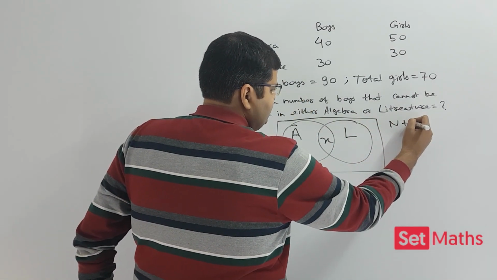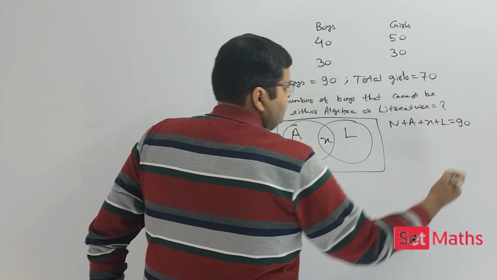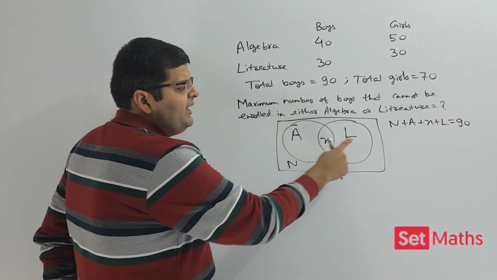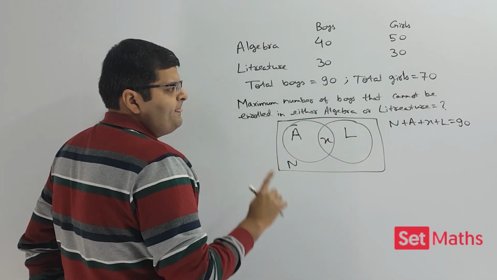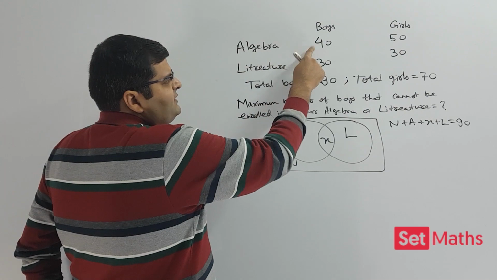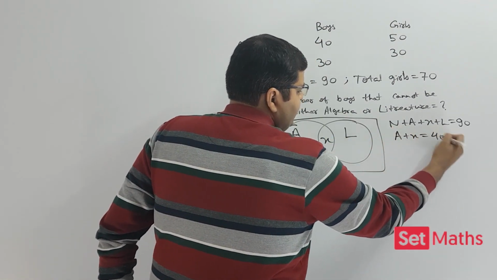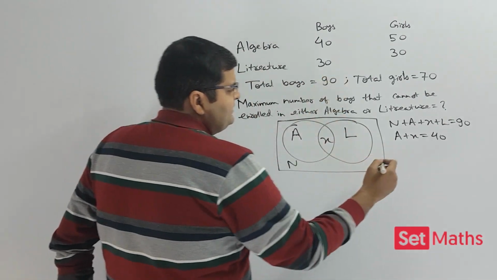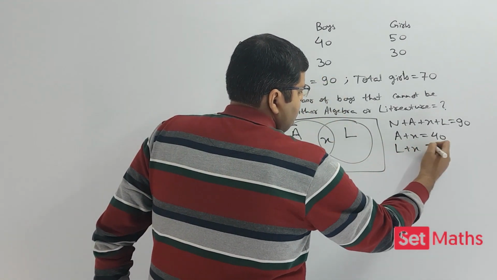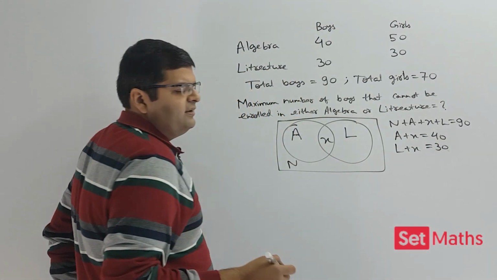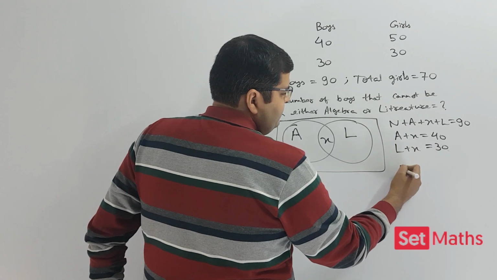We know that there are 90 boys. So N plus A plus X plus L is equal to 90. A is only algebra, L is only literature, X is both algebra and literature. Number of boys in algebra is 40, so we can say A plus X is 40. Number of boys in literature is 30, so we can say L plus X is equal to 30.